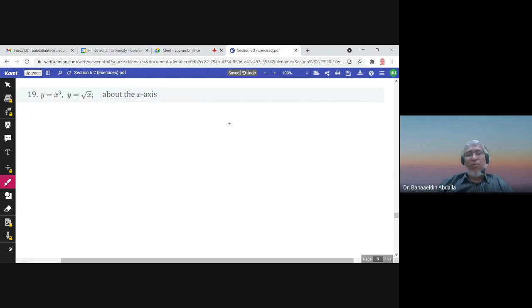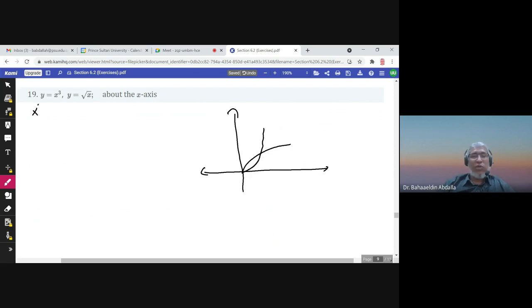Y equals x cubed and y equals square root of x. X cubed is like this and square root of x is like this. So this is the region. If you want to find the intersection points, you just equate x cubed and square root of x, you raise to the power 2. X to the power 6 would be x. You take it to the other side and take x as a common factor. So either x is 0 or x to the power 5 is 1, which means x is 1.